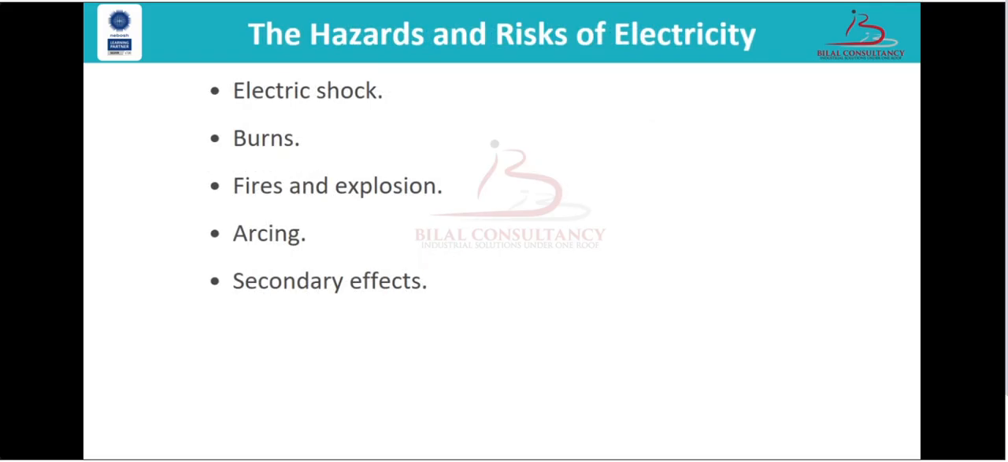Moving forward towards the hazards and risk of electricity. The hazards and risk of electricity are electrical shock, burns, fire and explosions, arcing, and secondary effects. Accidents involving electricity frequently include two or more of these hazards and risk at the same time. Each will be looked at in turn.